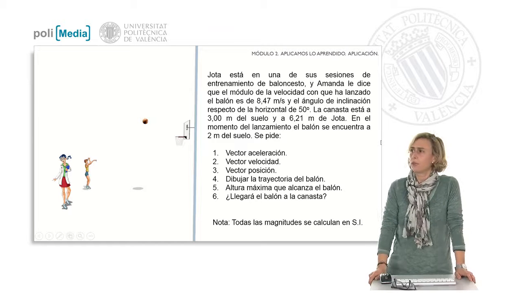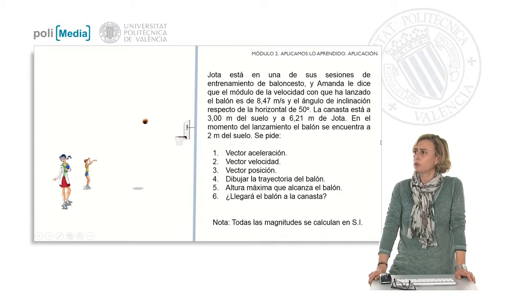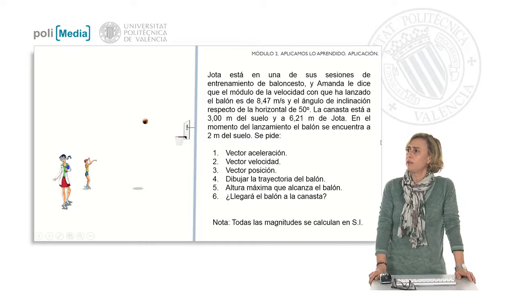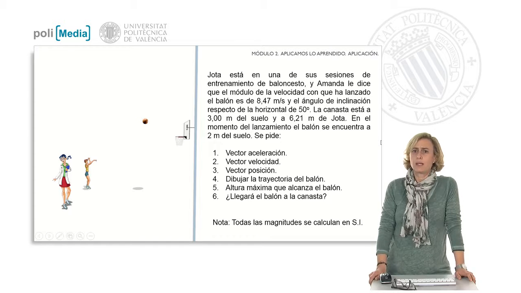To a practical case: Jota is in one of his basketball training sessions, and Amanda tells him that the modulus of the speed with which he has thrown the ball is 8.47 meters per second, and the angle of inclination with respect to the horizontal is 50 degrees. The basket is 3 meters from the ground, and 6.21 meters from Jota. At the moment of launching, the ball is 2 meters from the ground.